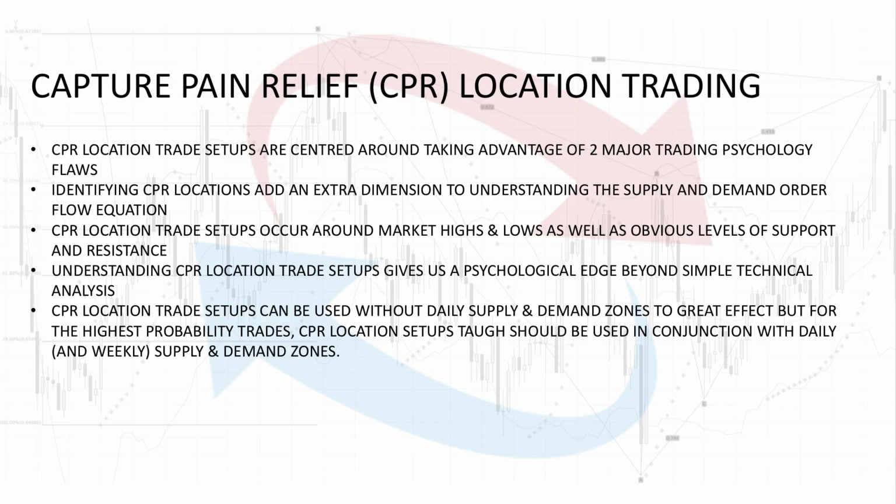So we're going to be understanding CPR location trade setups that give us a psychological edge beyond simple technical analysis. That's just me again repeating that. We're going to go into depth about why there are going to be buy and sell orders, or potentially going to be buy and sell orders, and who the market participants are and why they should be buying and selling at locations, which gives us basically pluses in the plus column, because we're trying to have an edge, right? We want to have an edge in the market, and this is our psychological edge.